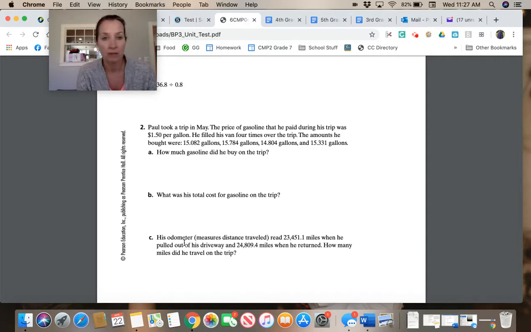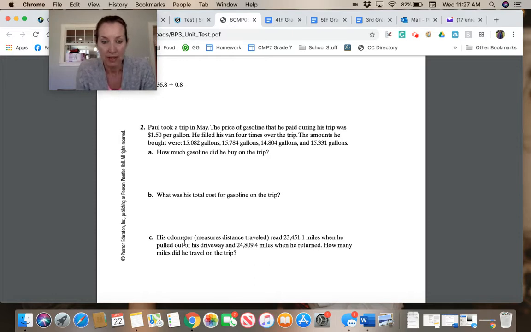We are not rounding. The point of the test is to test your ability to multiply decimals. So if you get a long decimal, do not round for these answers. The cost, you have to think about what to do with the rounding for the pennies, because we only go to pennies. We don't go to thousandths in money.